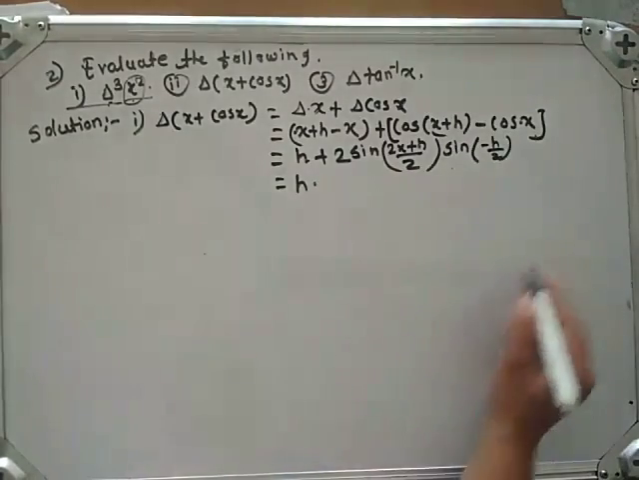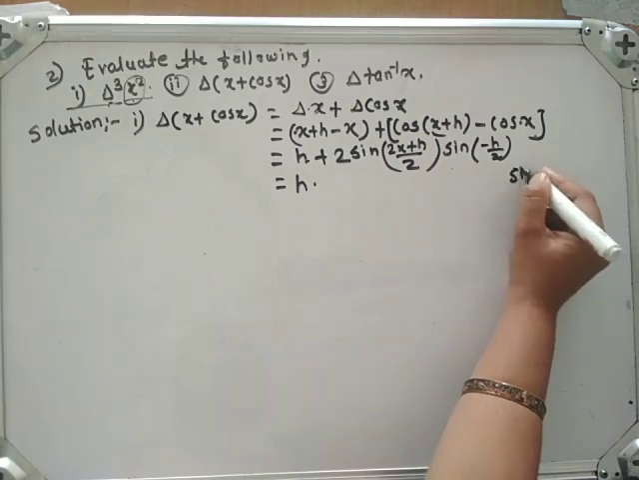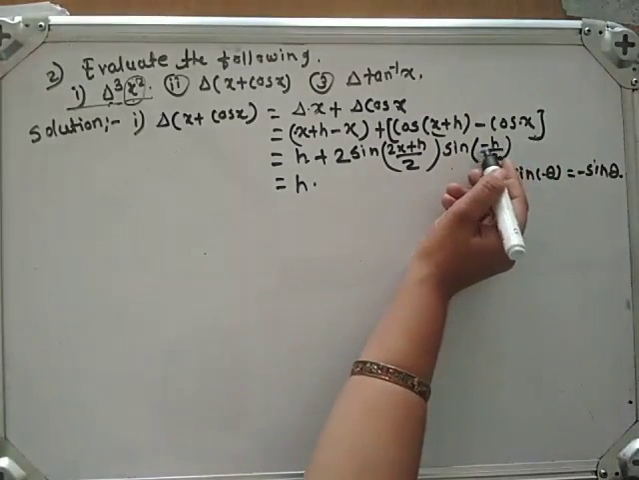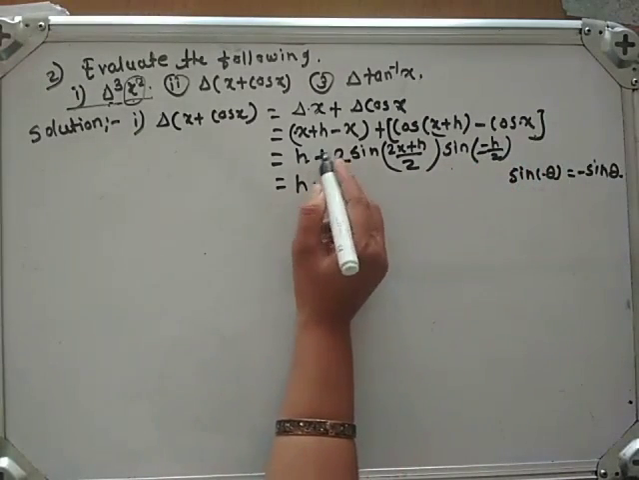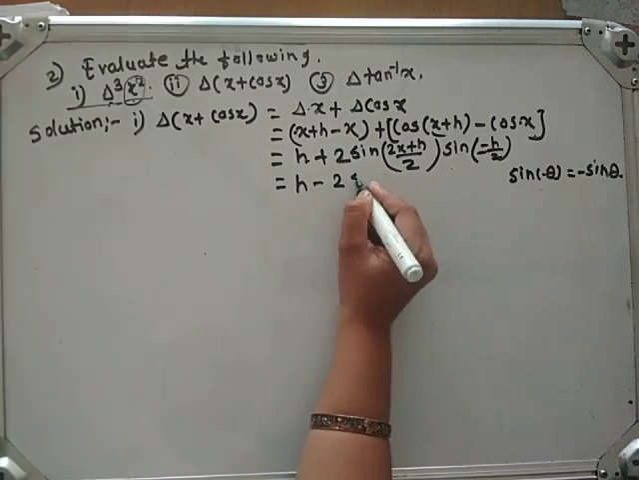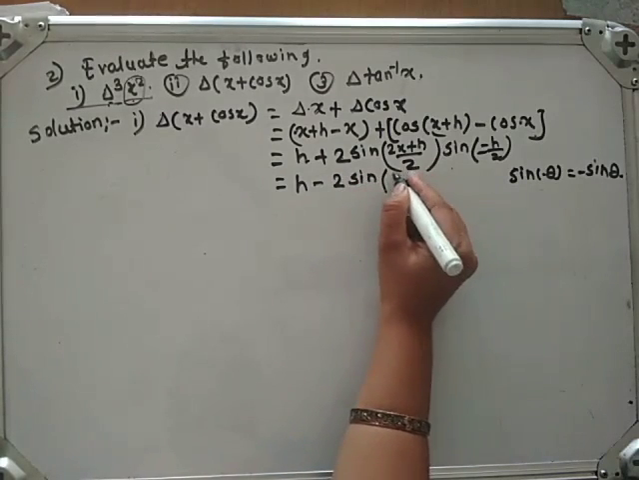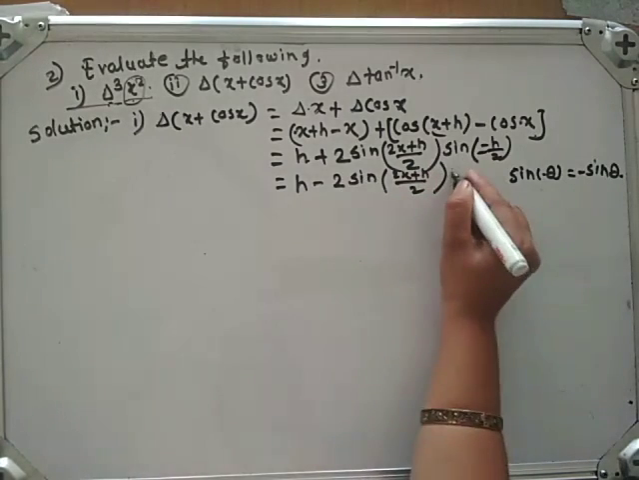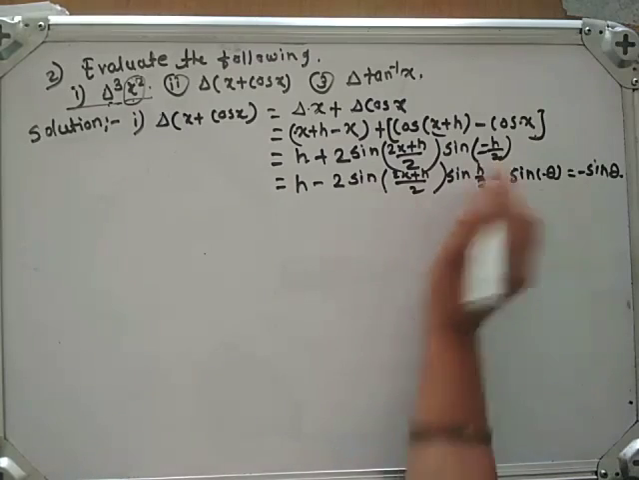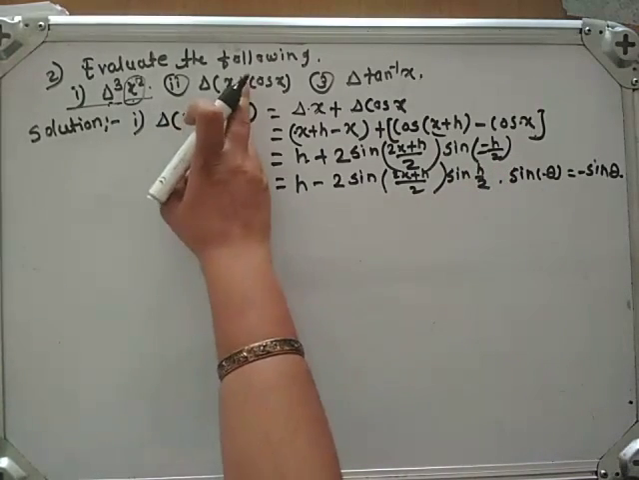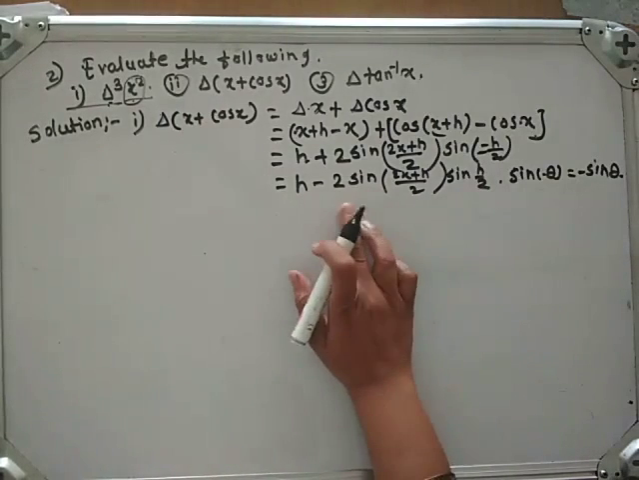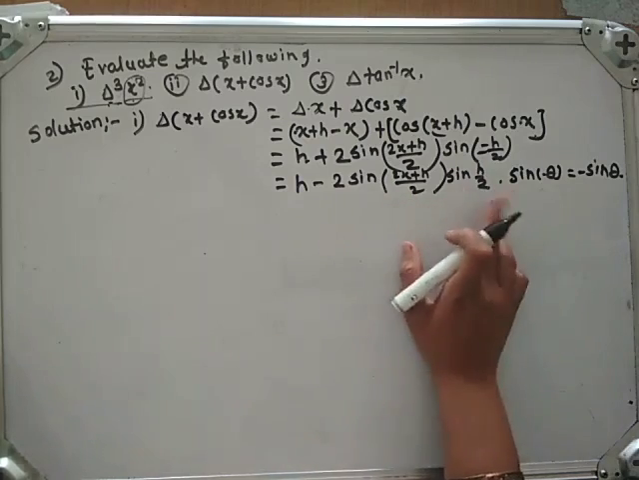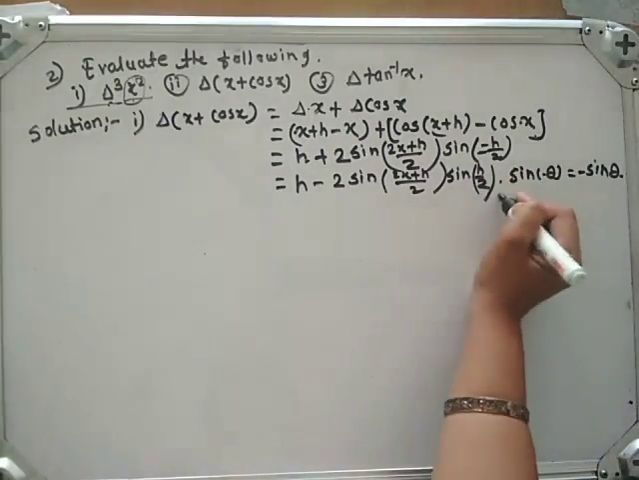Now see here, you know that sin of minus theta is always minus sin theta. So take this minus outside, therefore this plus becomes minus 2 sin of 2x plus h upon 2 into sin h by 2. Therefore, delta of x plus cos x is h minus 2 into sin of 2x plus h upon 2 into sin h by 2.